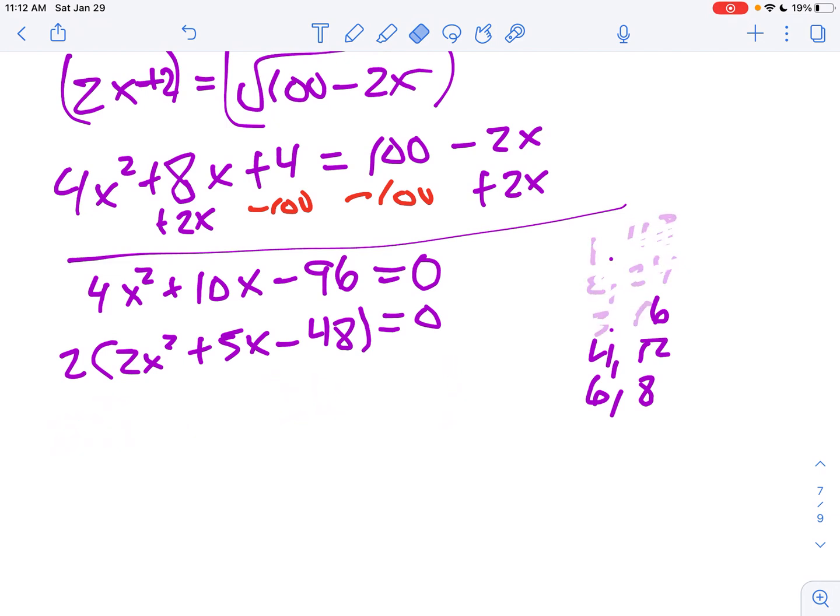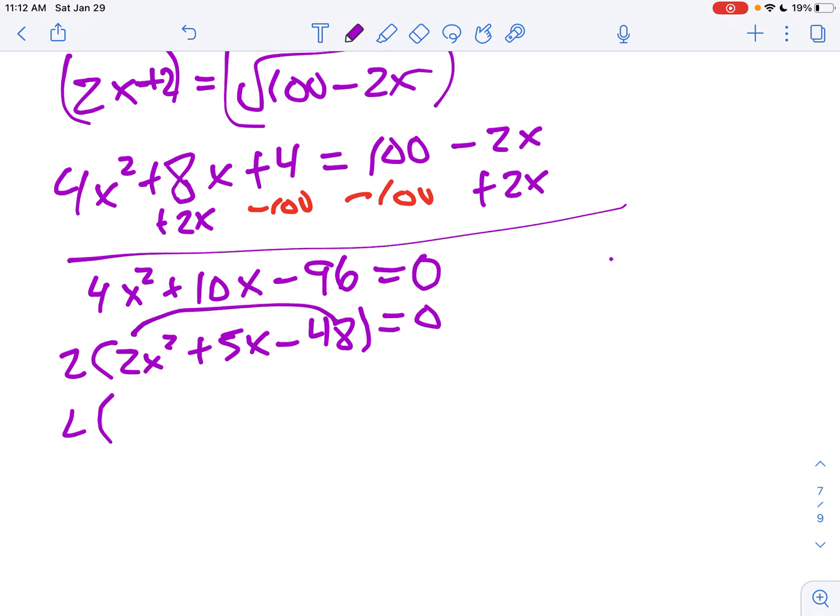So let's try the British method. So I'm going to factor out a 2. Then I'm going to rewrite. 2x squared times 48 is negative 96. And I want two numbers that multiply to 96 and add to 5. Or subtract to 5 in this case. So 1 and 96 definitely will not work. 2 and 48, that won't work because they're not 5 apart.